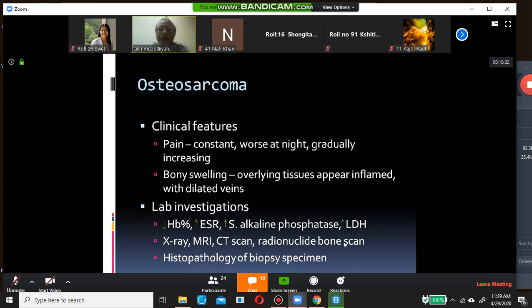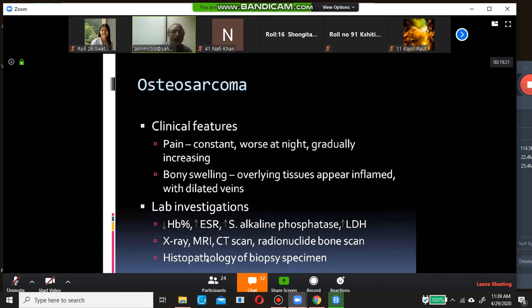And radionuclide bone scan, what is the importance? Sometimes we advise this whole body bone scan. Sir, to see the osteolytic lesions. Some metastasis. Yes, you can identify these parts are affected. There will be increased vascularity and increased radionuclide uptake. So finally, you go for the biopsy and you confirm the diagnosis.